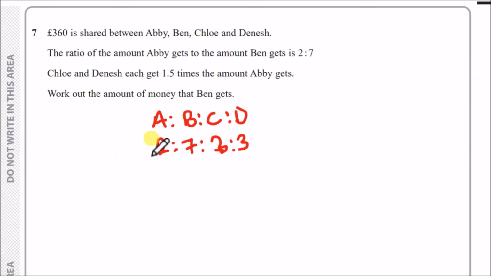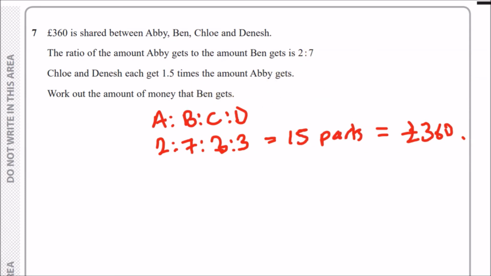Okay, nice. So now they want us to work out the amount of money that Ben gets. So first things first, we need to work out the total number of parts here. So if we add up all of these parts, we've got 2 plus 7 plus these two, we know that altogether there's 15 parts involved. And we know that all these 15 parts must equal the total amount, which is £360.